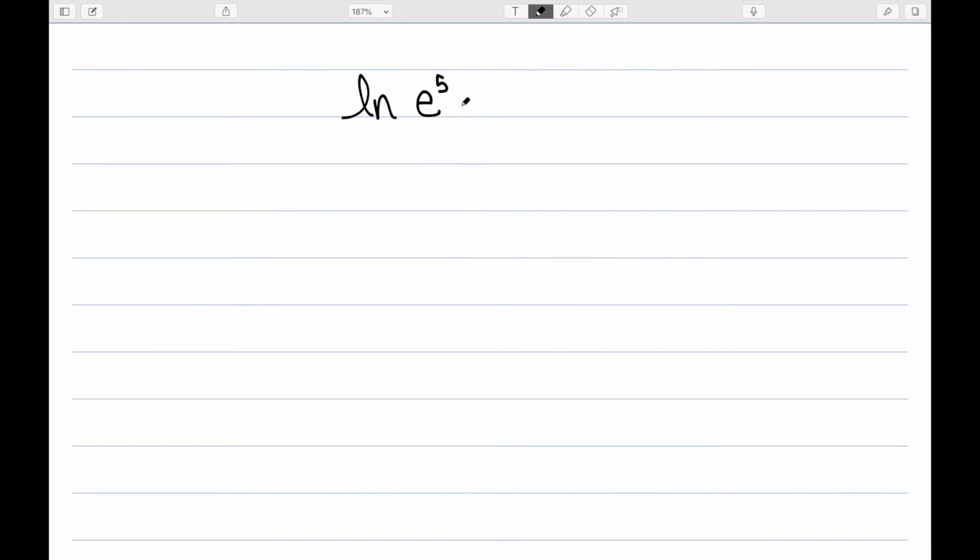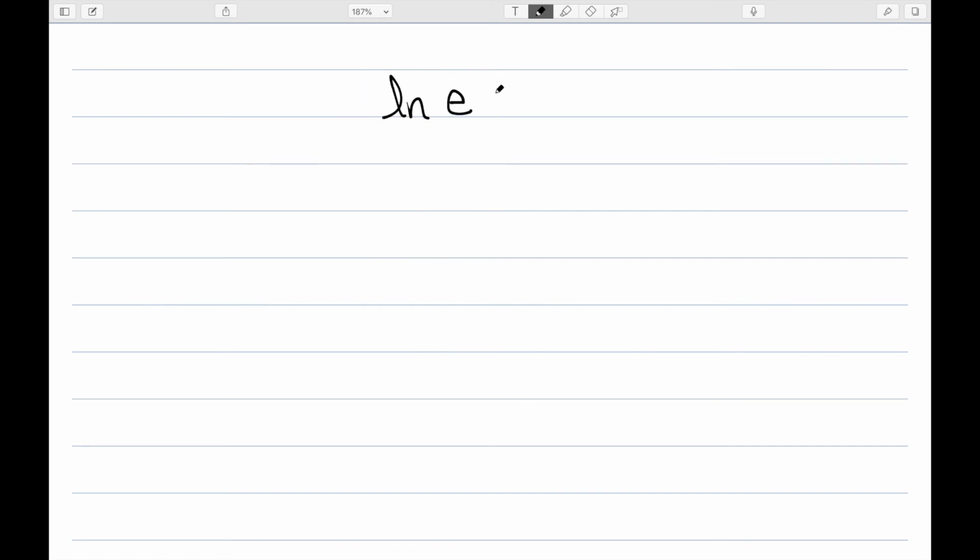Here I have ln of e to the 5th. I'm going to set this equal to x. The fact that I use an ln tells me my base is e. I need to raise it to the x power, and that's going to be equal to e to the 5th. So we can see that we should have x equal to 5.